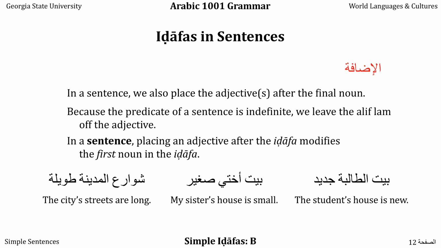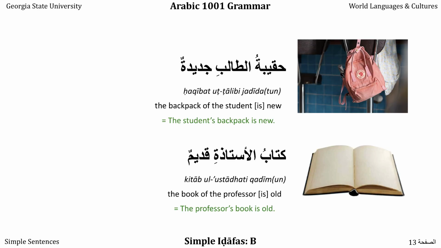Beit at-taliba jadid, the house of the student, new, or the house of the student is new, or the student's house is new. Beit ukhti saghir, the house of my sister, small, or my sister's house is small. Shawar al-Madina tawila, the streets, the city, long, or the city's streets are long. So in a phrase, everything is definite, and the following adjective modifies the last word in the idafa. In a sentence, the last adjective is indefinite, and it modifies the first word in the idafa. Again, theoretically confusing, but not difficult in practice.